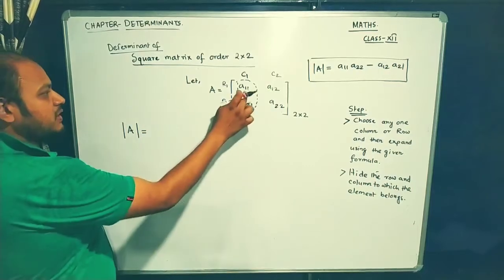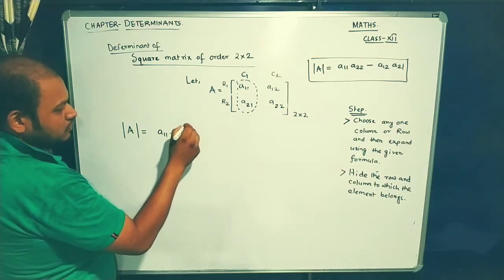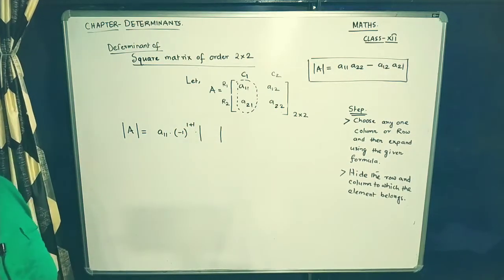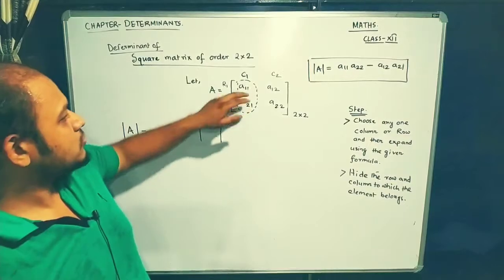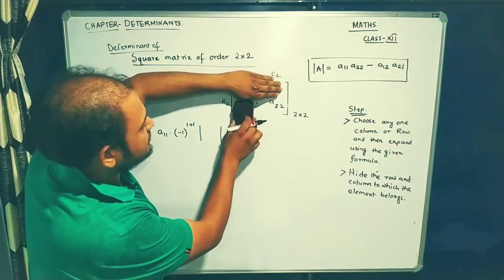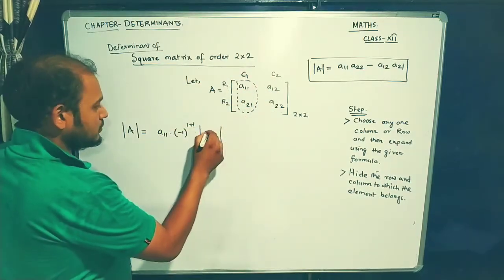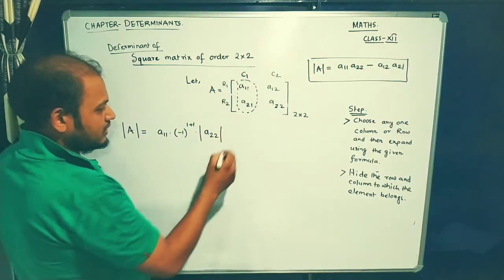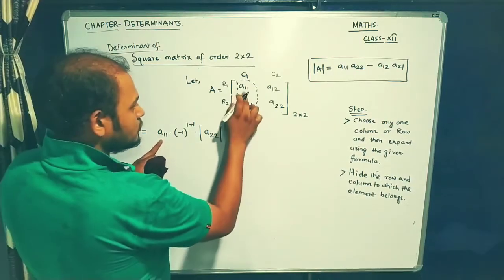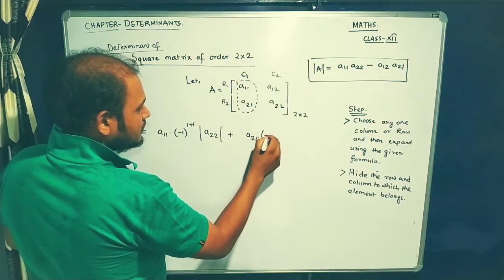So what is the first element? The first element is A11. Then again you have to go for -1 to the power 1 plus 1, place a determinant, hide the row and column now. So A11 belongs to the first row and first column. So hide the first row and hide the first column. What do you see? Do you see A22? Put A22 here. Then plus A11 is over. Next element is A21. So place A21 here.